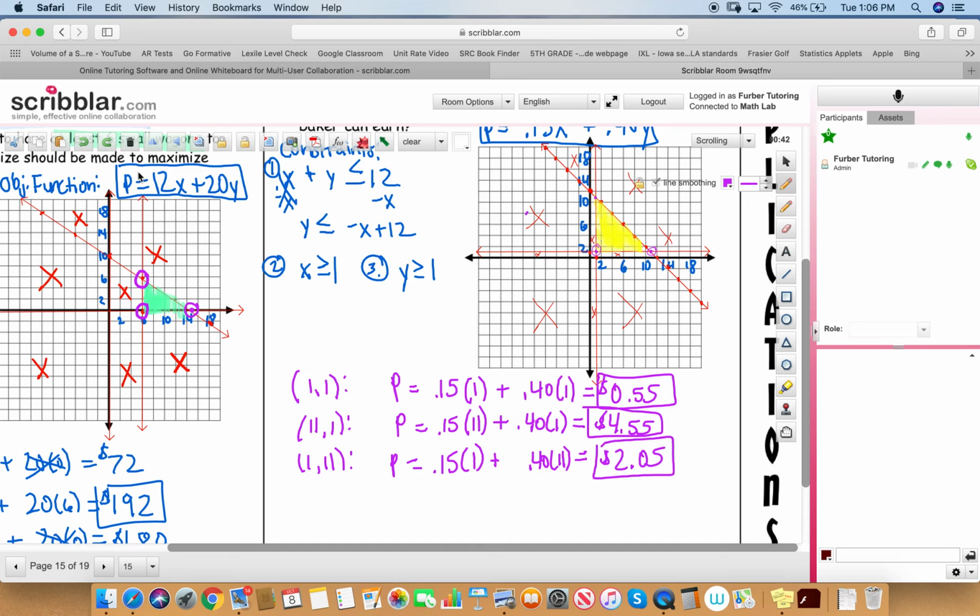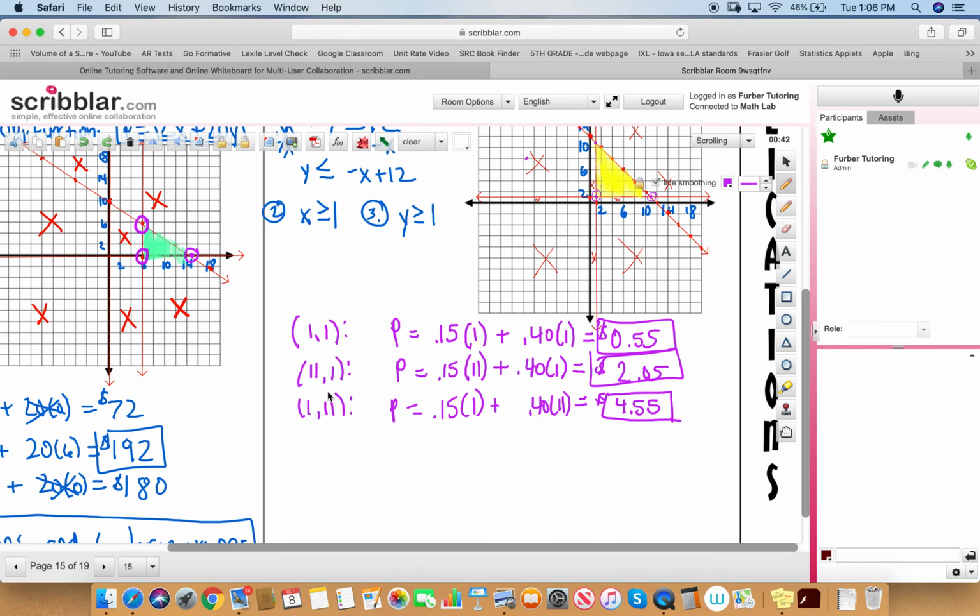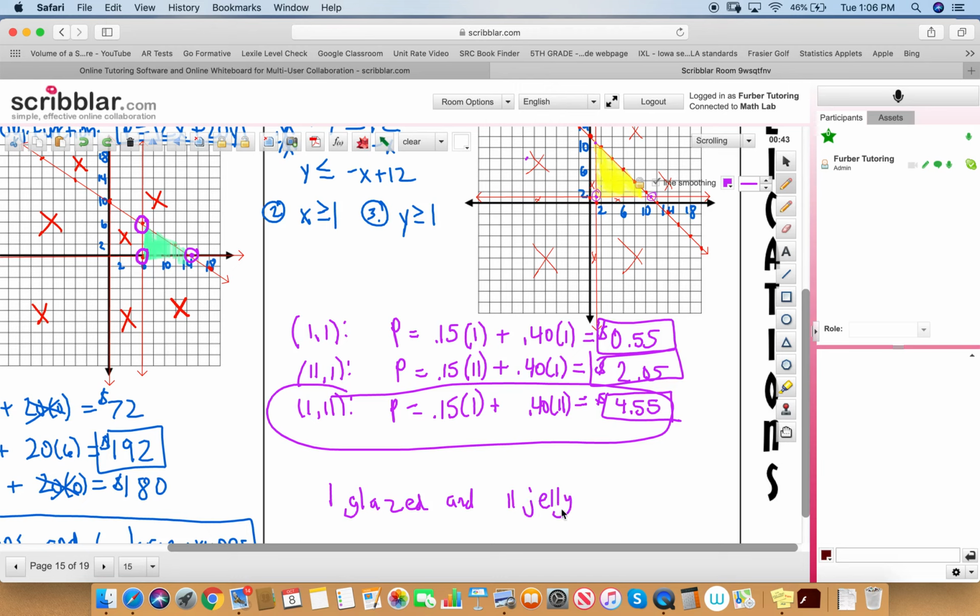Oh, sorry, I did it the wrong way. This one, I'm sorry, is the one that's going to make more. I was copying them down wrong. So on this one, if there's 11 glazed and only 1 jelly, he's going to make $2.05 profit. And then here he's going to make $4.55 profit. So clearly he wants to do this one. He wants to sell 1 glazed and 11 jelly for a total of a dozen.